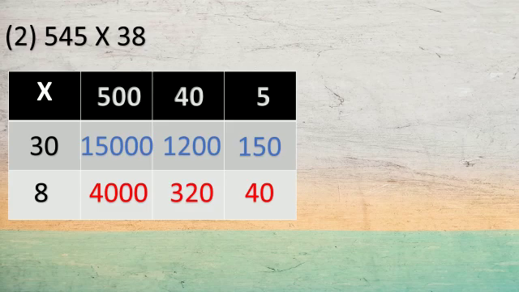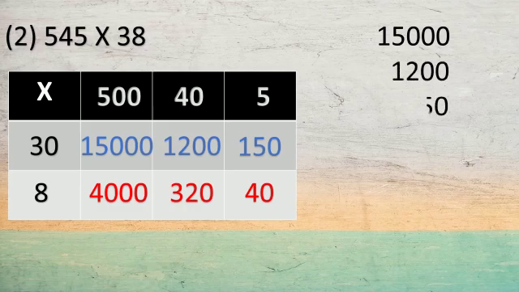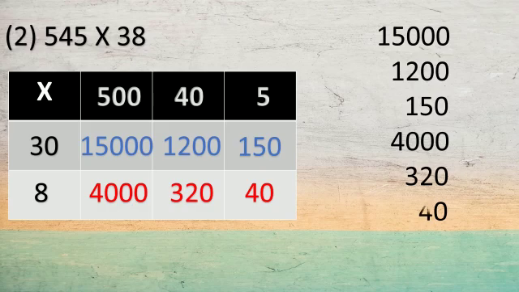Okay. So students, in this sum we have finished with the multiplication process. Okay, now the next step is, the answer is not yet over. So the next step is what? It is addition. So now let us do the addition. Okay, so the first number is 15,000. Next is 1200. Okay, then the next is 150. Next number is 4000. Next number is 320. And the last number is 40. Okay, now let us do the addition.